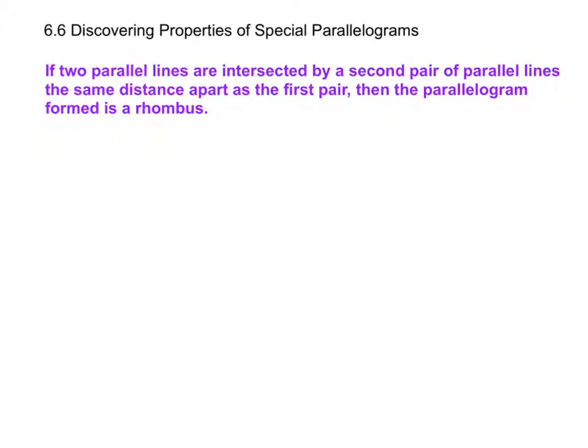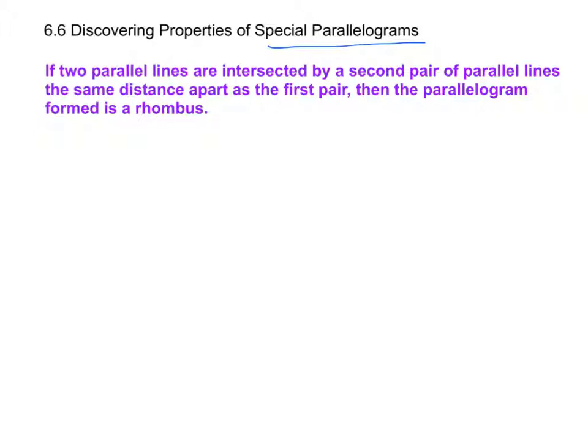Now we're going to move on to properties of special parallelograms. These are figures such as rhombuses, squares, rectangles. Our first one sounds kind of weird when you say it first, but it makes a lot of sense otherwise. If two parallel lines are intersected by a second pair of parallel lines the same distance apart as the first pair, then the parallelogram formed is a rhombus.